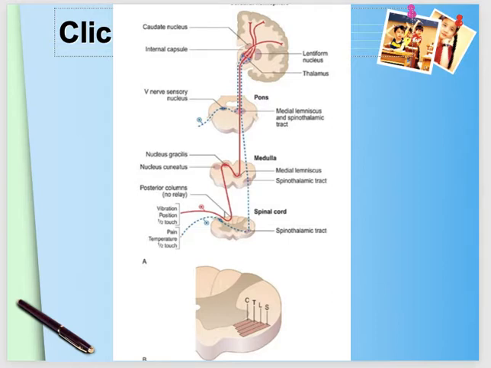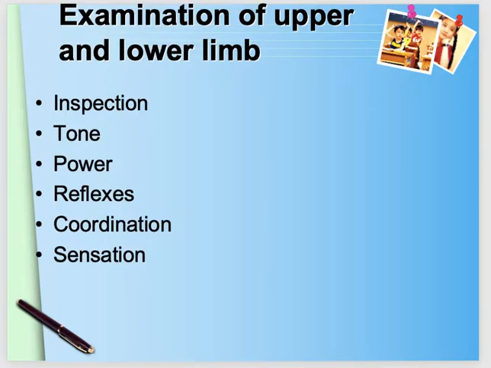And that is this thing, ITP or CS, right? So inspection, tone, power, reflexes, coordination, and sensations. You have seen how to do reflexes, the sensation, and how to check the power and the tone. So what is left is coordination. Coordination is basically the function of the cerebellum, okay.